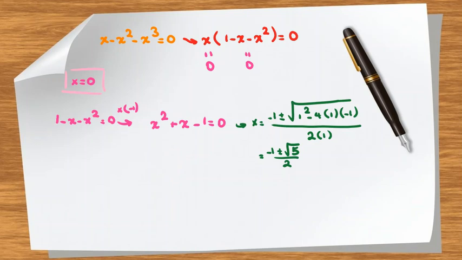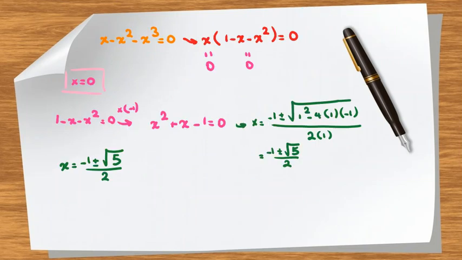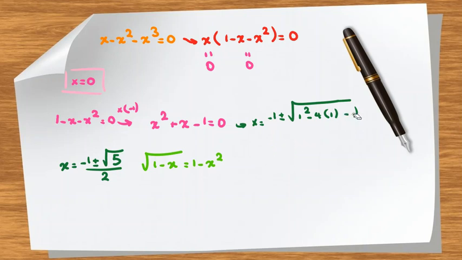And we've reached two answers, and we should see which of them are okay. 1 plus minus root 5 over 2. The main equation was what? Square root of 1 minus x equal to 1 minus x squared. Now, let me erase this part to have more space.